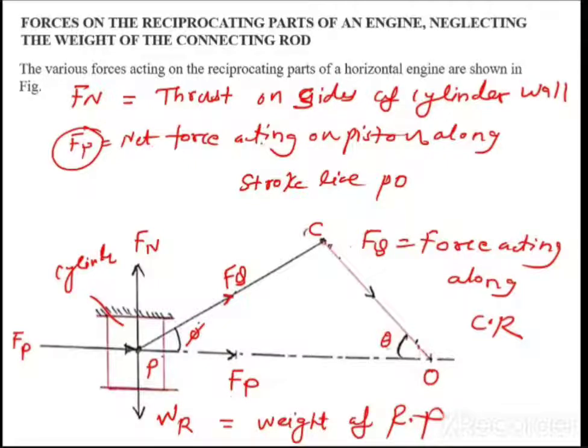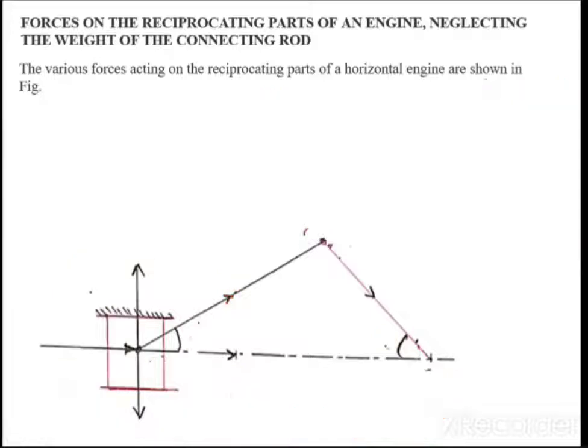Fp is nothing but a net force acting on the piston along the stroke line PO. Fq is nothing but a force acting along the connecting rod CR. And WR is nothing but the weight of the reciprocating parts. So I hope you have understood this one. This is not the end of the force diagram. Now that you have understood this point, we will elaborate it.